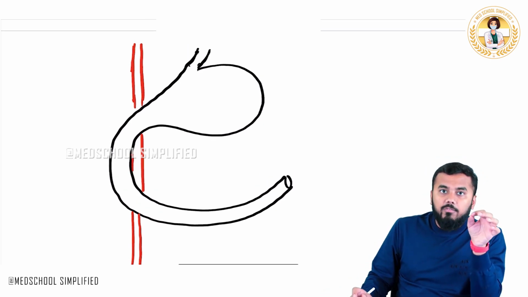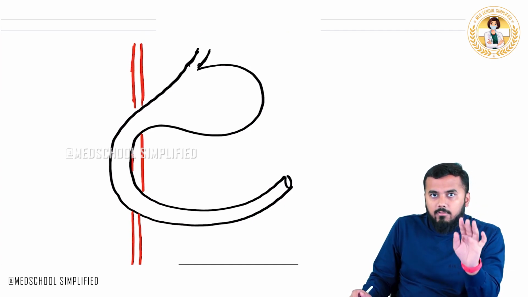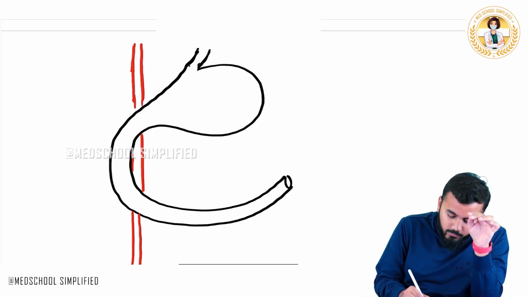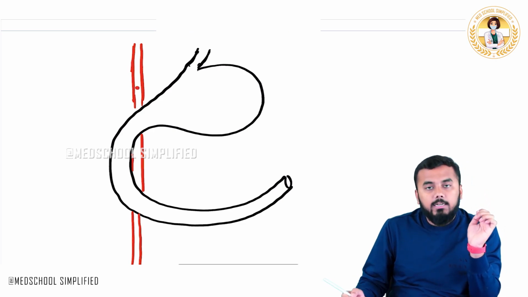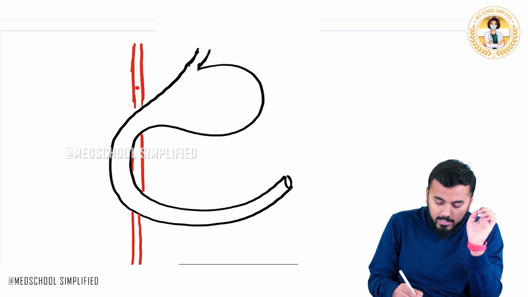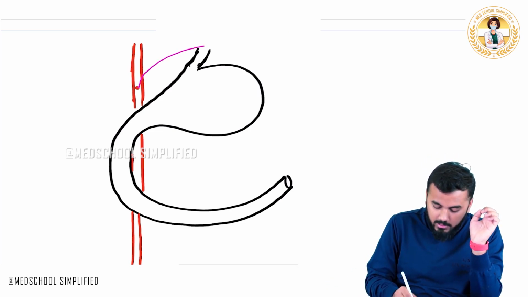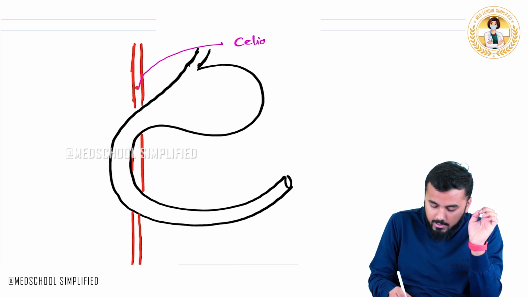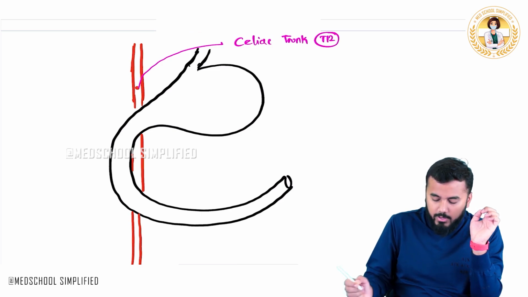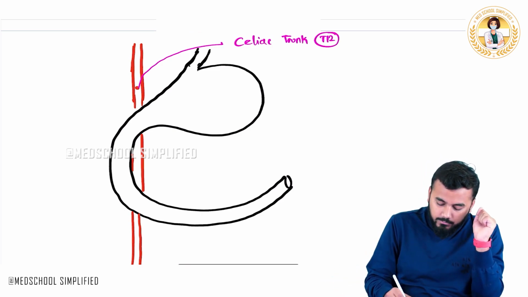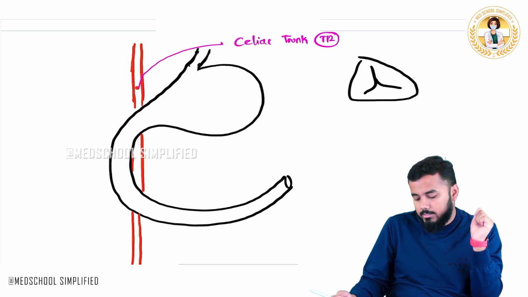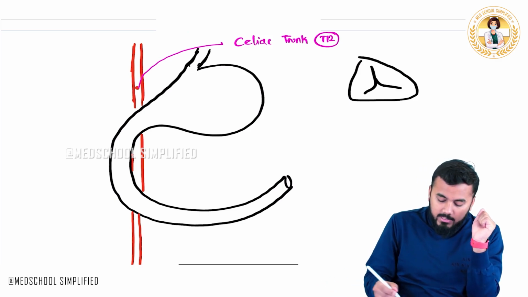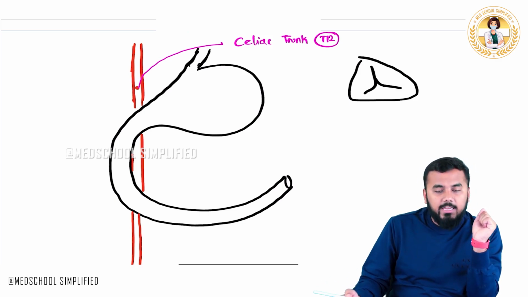Now exactly at the level of T12, you have got a trunk in the center. You can see there is a small trunk in the center. This trunk is called the celiac trunk. Celiac trunk is at the level of T12. Okay. Next important thing. I told you that you have got something called the spleen like this. This is your spleen.